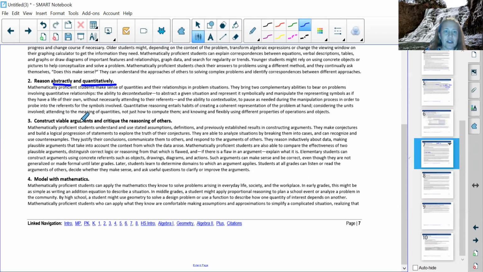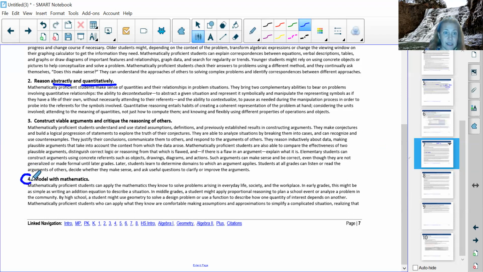So number 3, construct viable arguments and critique the reasoning of others. So we want students talking to each other. All right, that's really important. In this place and time, that's not happening so much. Unfortunately, that's one of the big things we've lost out on here with COVID. And I can't wait to have you guys in person in class, because I want you guys constructing viable arguments and critiquing the reasoning of one another. I want you guys doing that. So it's very important to have students talking to each other.